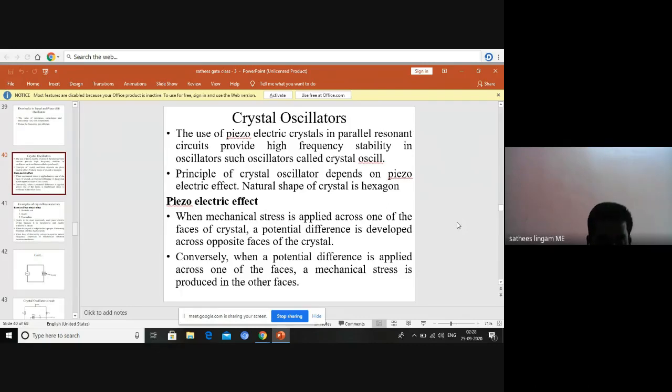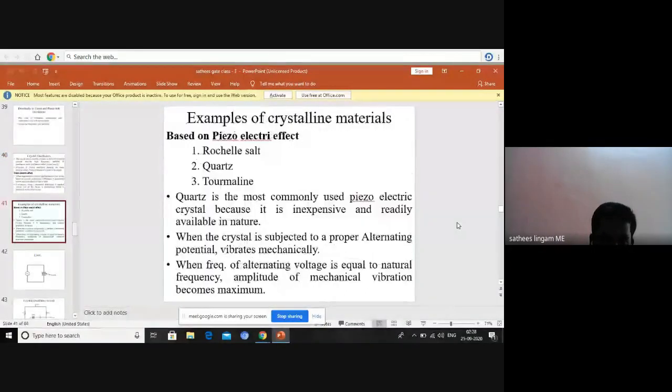You got it? When mechanical stress is applied on one face of the crystal, a potential difference is developed on the opposite side. In reverse, when a potential difference is applied, oscillation gets created. You got it? Such is the piezoelectric effect.